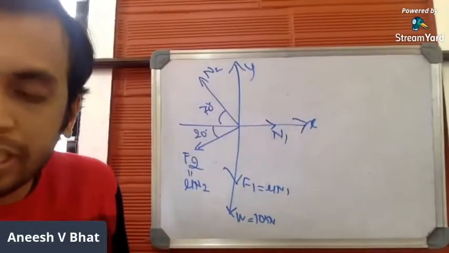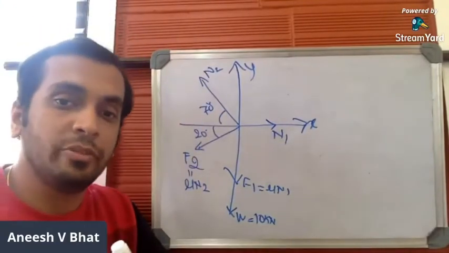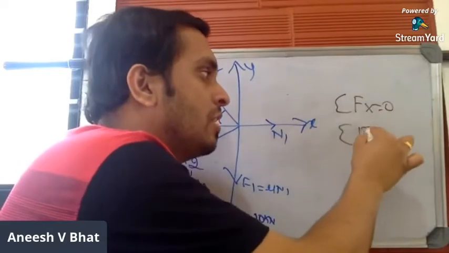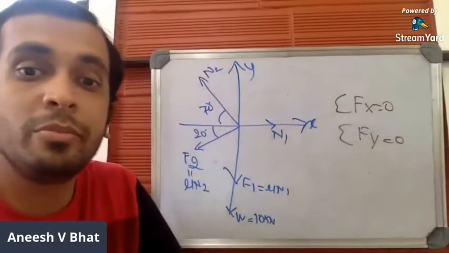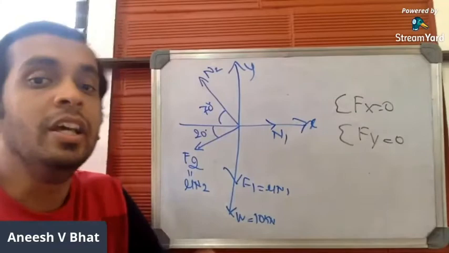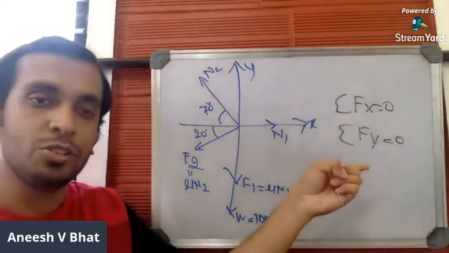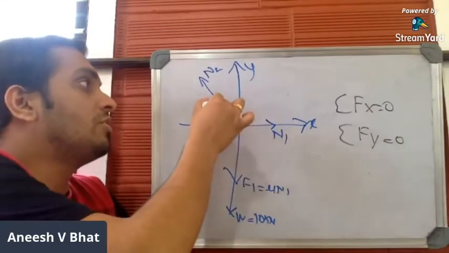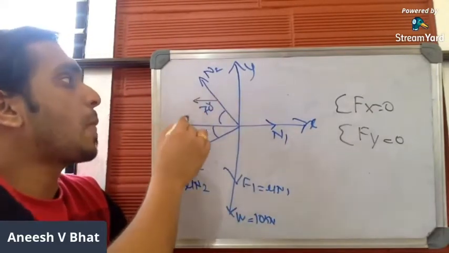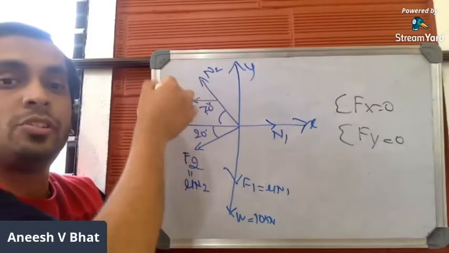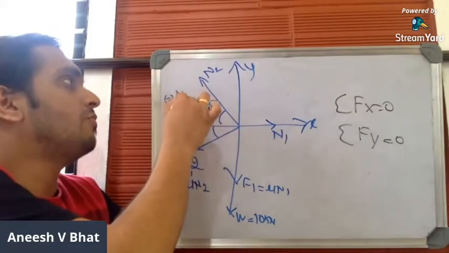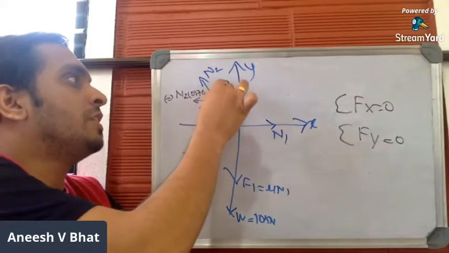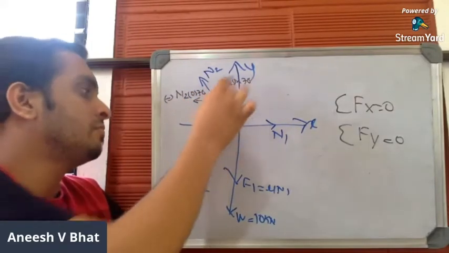After drawing the free body diagram, you have to apply the conditions of equilibrium. Which are the two conditions of equilibrium? Summation of Fx equal to 0 and summation of Fy equal to 0. In order to apply these, you have to resolve these two forces into their horizontal and vertical components. The horizontal component of this force will be minus N2 cos 70, because it moves horizontal to the left. Vertical component will be N2 sin 70.